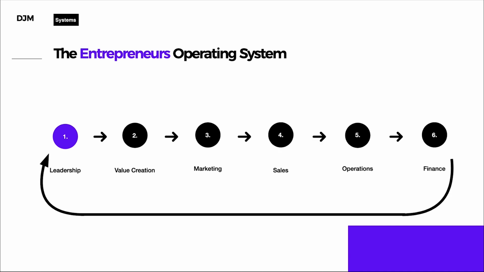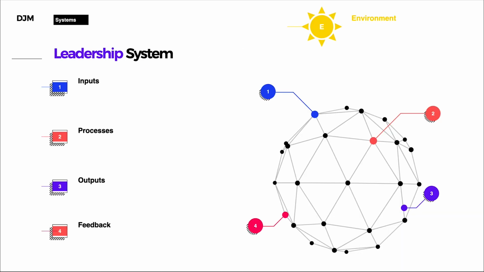But the entrepreneur's operating system, just like the other systems, is a feedback loop. Leadership leads to value creation, which leads to marketing, which leads to sales, which leads to operations, which leads to finance. And you'll see what I mean with all of these, but finance goes back around to feed the leadership at the very end as well. And this creates a self-perpetuating system, which either presents positive feedback or presents negative feedback. And based on that feedback, you grow in each one of these parts of the system. So first, we're going to go over the leadership system.